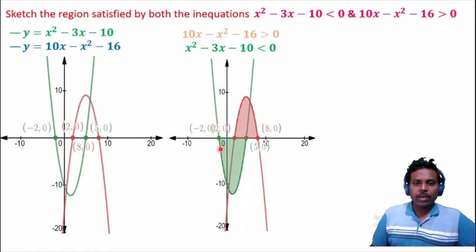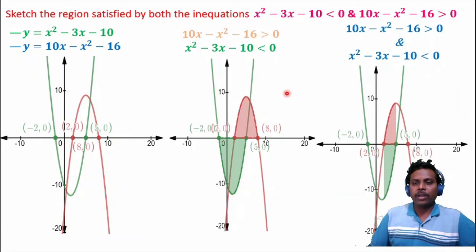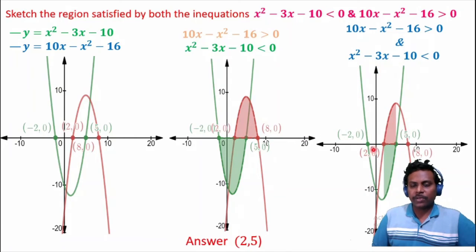Now you have sketched the individual regions. Now you have to find those values of x which satisfy both the inequalities. If you observe in this region, for these values of x, the second expression is positive and the first expression is negative. So what are these values? The first value is 2, 0 and the second value is 5, 0. Now you have to shade that region. This is the common region which satisfies the inequality. So the answer is the interval 2 to 5.